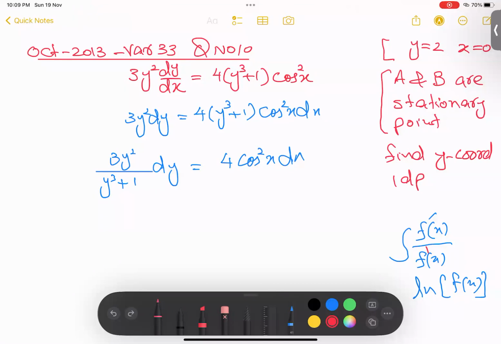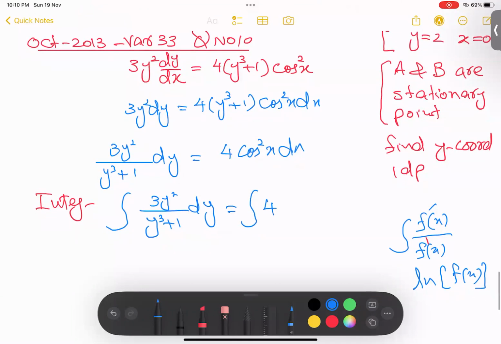And now the first rule is done. Rule number 1, separation of variables. Rule number 2, integration. So when I integrate the left side, students, it will become this kind of form. And the right side, I'm going to do the same story.